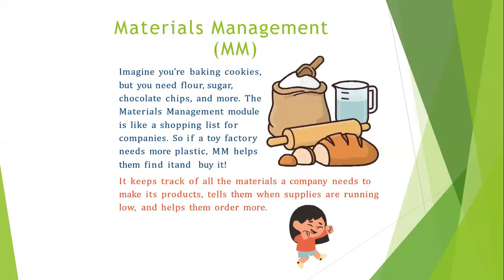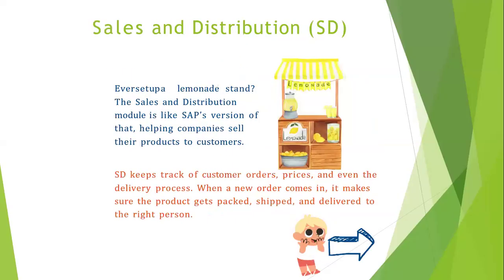Now coming to material management. Imagine you're baking cookies, but you need flour, sugar, chocolate chips, and more. The material management module is like a shopping list for companies. So if a toy factory needs more plastic, MM helps them find it and buy it. It keeps track of all the materials the company needs to make its products, tells them when supplies are running low, and helps them order it.